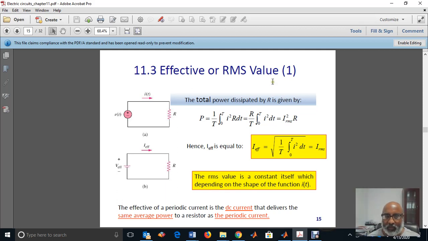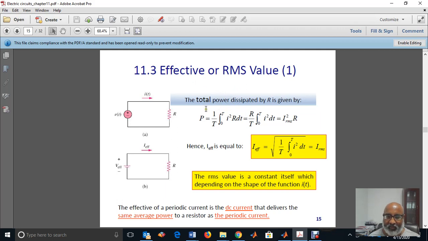Good afternoon, students. In this lecture, we will continue our previous lecture on AC power analysis. We will see effective or RMS value, apparent power, real power, reactive power, power factor, and these are very important concepts in electricity or in the study of electric circuits. Okay, let's start with effective or RMS value.